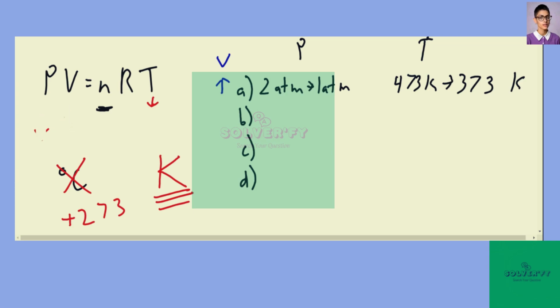For this next one, the pressure is going from 1 atmosphere to 3 atmospheres. So it's tripling. And it looks like the temperature's tripling too, but really it's going from 373 K to 573 K.